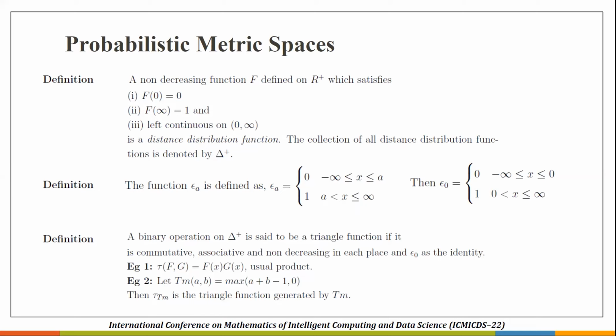The two main examples used in our study are tau of F G, the usual product of two distance distribution functions, which is a triangle function. Another one is we consider a binary operation on [0, 1], T_M of a, b as maximum of a plus b minus 1, 0. And this operation can generate a triangle function, and that is denoted by tau T_M. So these two triangle functions are used in our study.